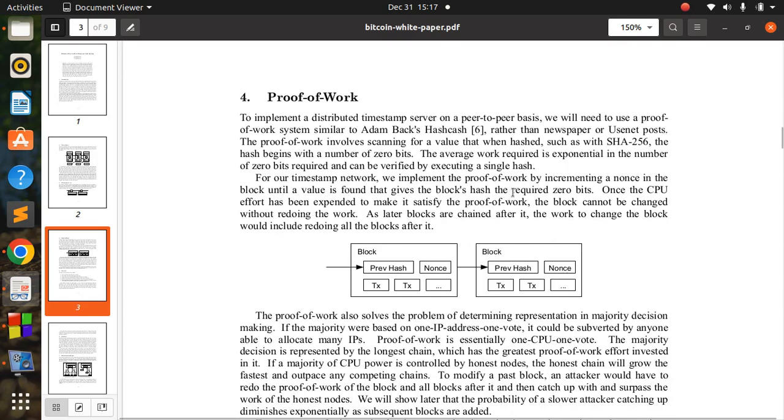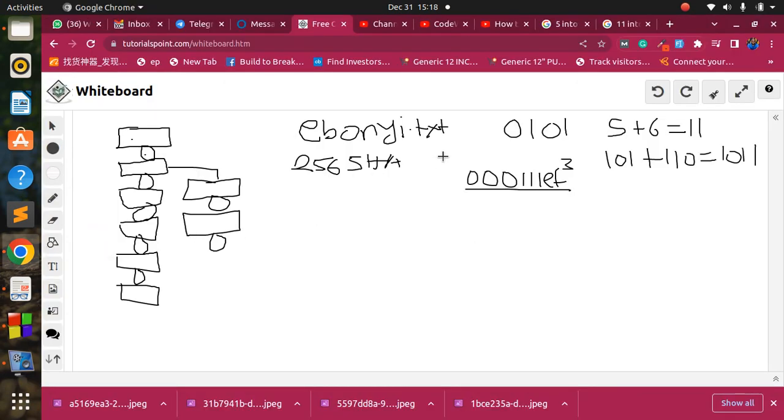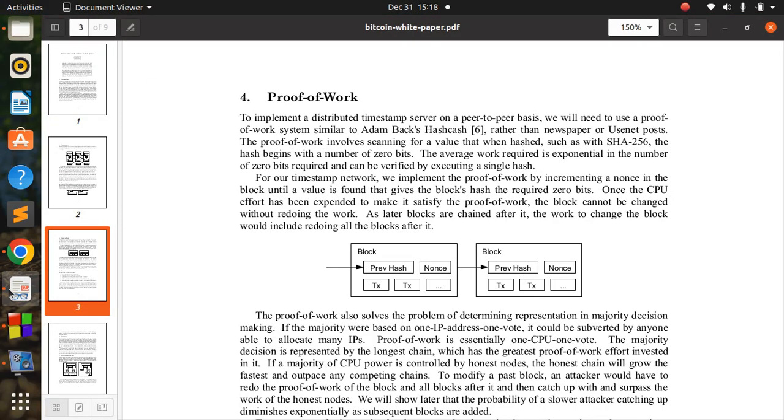Now, let's get back to it. I know you may have questions, but just drop them in the comment section and I will attend to you, okay? The hash begins with a number of 0 bytes. The average work required is exponential in the number of 0 bytes required. This is trying to find the key to change the transaction that has been verified, and can be verified by executing a single hash. It means those who are competing to add this transaction into the chain, and then broadcast it in the distributed ledger, will have to carry out this. This is a more detailed process of what I explained in what is blockchain.